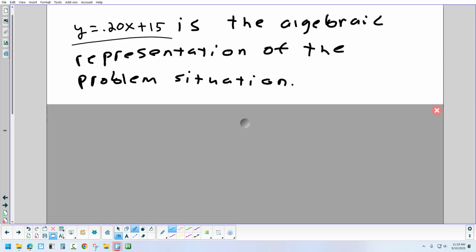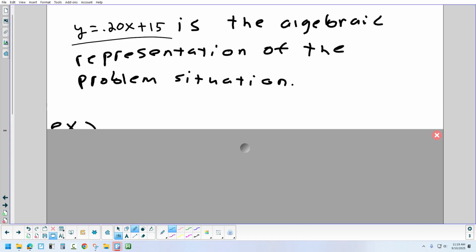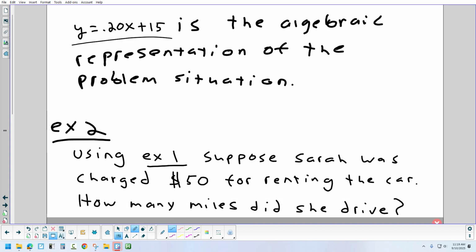Now, I want to use that algebraic equation one more time, but I want to do something a little different. So now it says Sarah was charged $50 to rent the car. How many miles did she drive? What's different about that question compared to the previous two questions we just did? Yeah, they gave you the total and are asking how many miles instead of giving you the miles and asking for the total. Right, so it's exactly the opposite information. They're giving you cost, and you are now finding mileage.